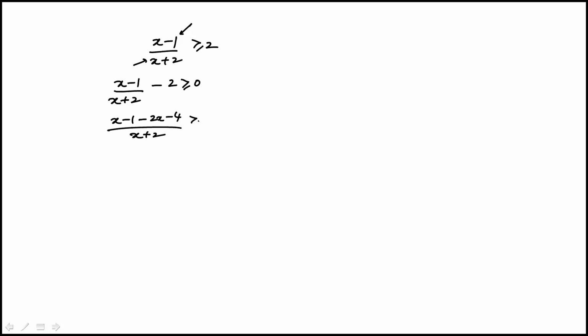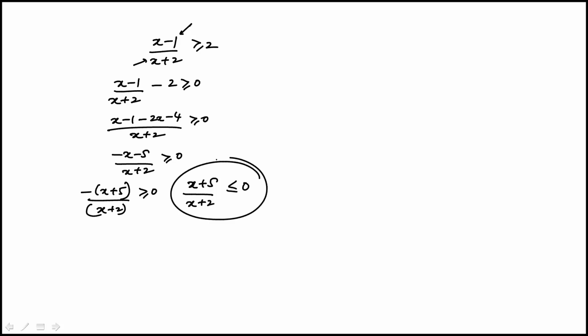And this becomes minus x minus 5, x plus 2 greater than or equal to 0. I can factor a minus. And then if I multiply both sides by minus 1, the sense will flip. And it will become that. Now, this is the one we need to work on. So we're saying their division is negative.